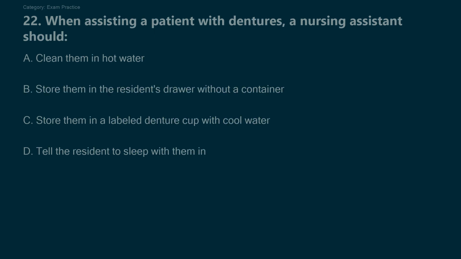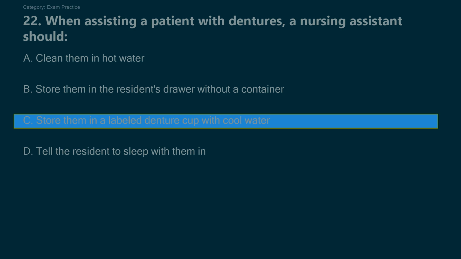Question 22. When assisting a patient with dentures, a nursing assistant should, option A, clean them in hot water. Option B, store them in the resident's drawer without a container. Option C, store them in a labeled denture cup with cool water. Option D, tell the resident to sleep with them in. The correct answer is option C, store them in a labeled denture cup with cool water.